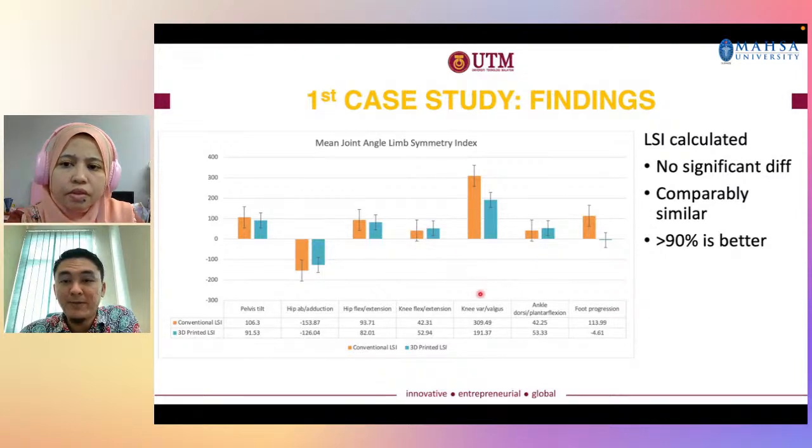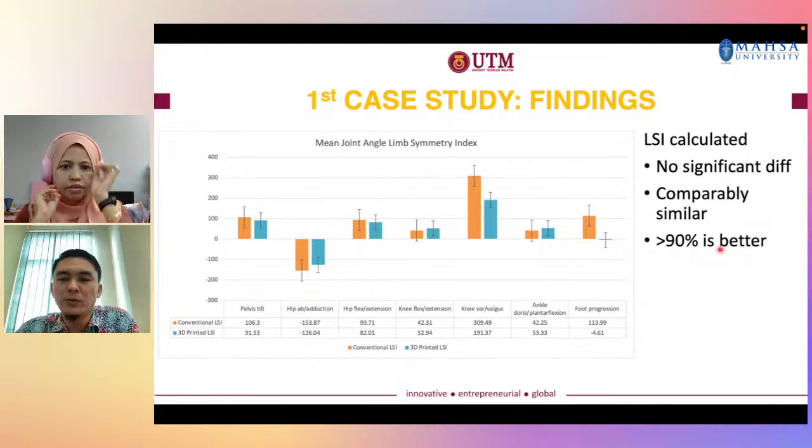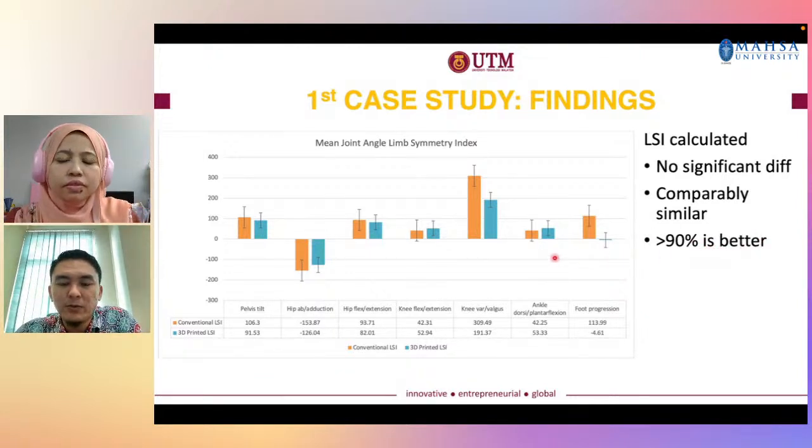But for the knee varus and valgus, there is some significant difference. This one is the best finding that we have, where the 3D printed prosthetic leg is much better than the conventional one. So how do we determine the better one? Based on this percentage. Above 90% is better. If it is more than 300, it is not really symmetric. That's why we claim that the 3D printed one here is better than the conventional.